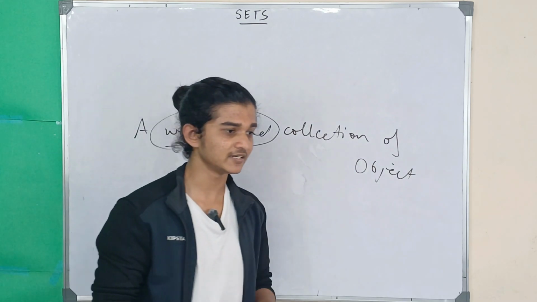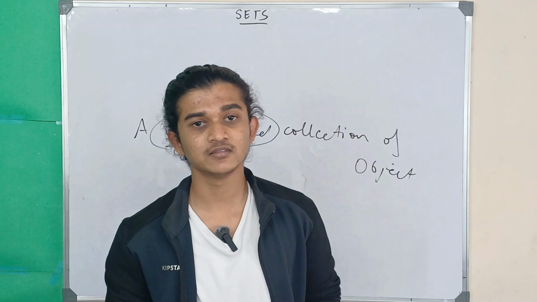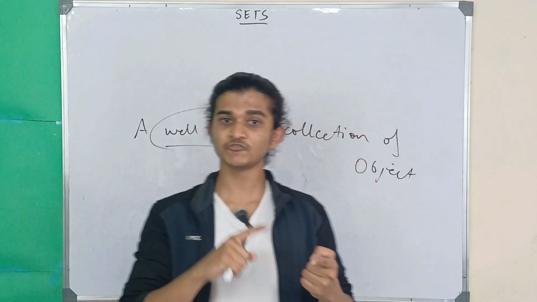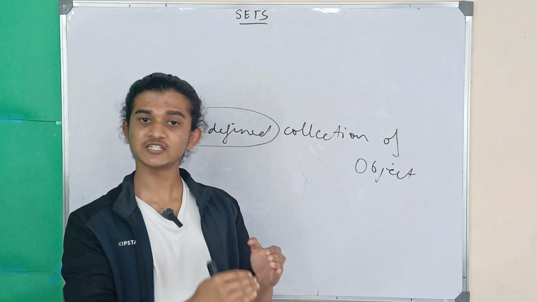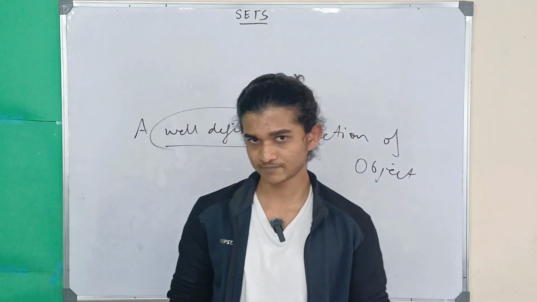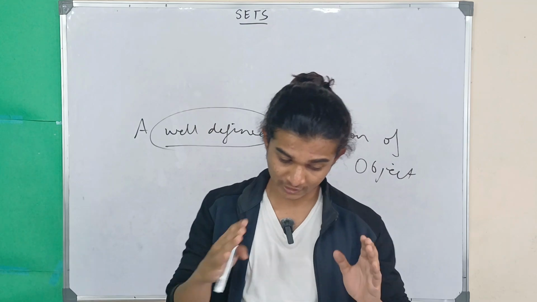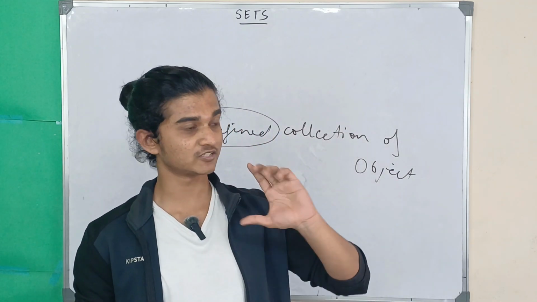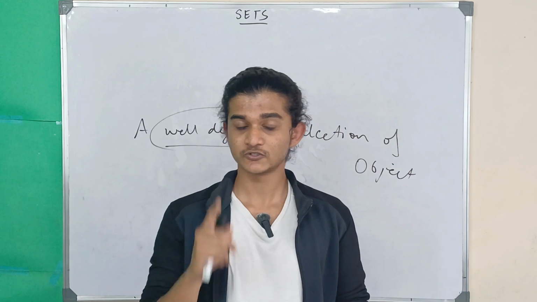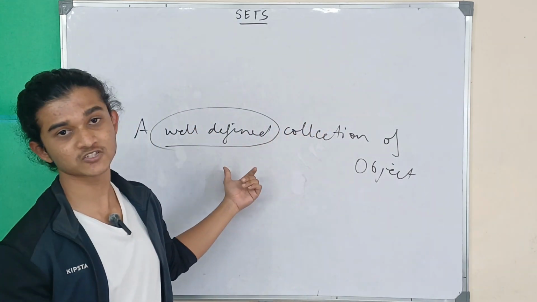Now at the same time, if I say the set of all the great batsmen in India, that is not a well-defined set because the concept of best batsman varies from person to person. So I can't say that is a set because it is not well defined. You have to make sure that the opinion or the statement you're making is universal, agreeable by everyone. That is a well-defined collection of objects, or a set.